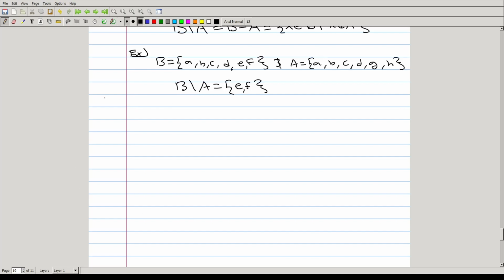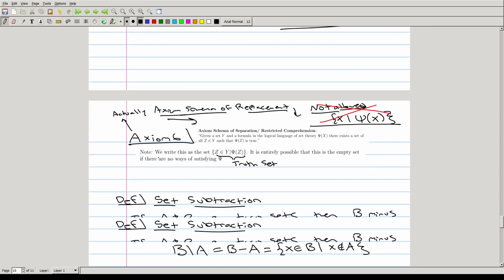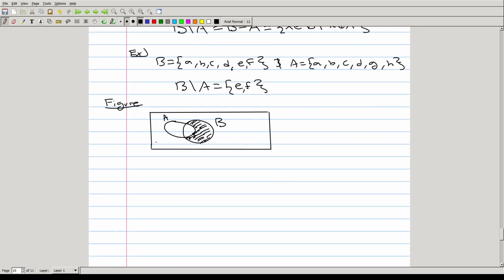We can also show a figure here if you want to see a diagram illustrating this. It's probably the best thing to look at, to get an intuitive idea of what's going on here. You have a set A and a set B. The set B minus A is everything inside of B that's not inside of A. This directly connects to the union.